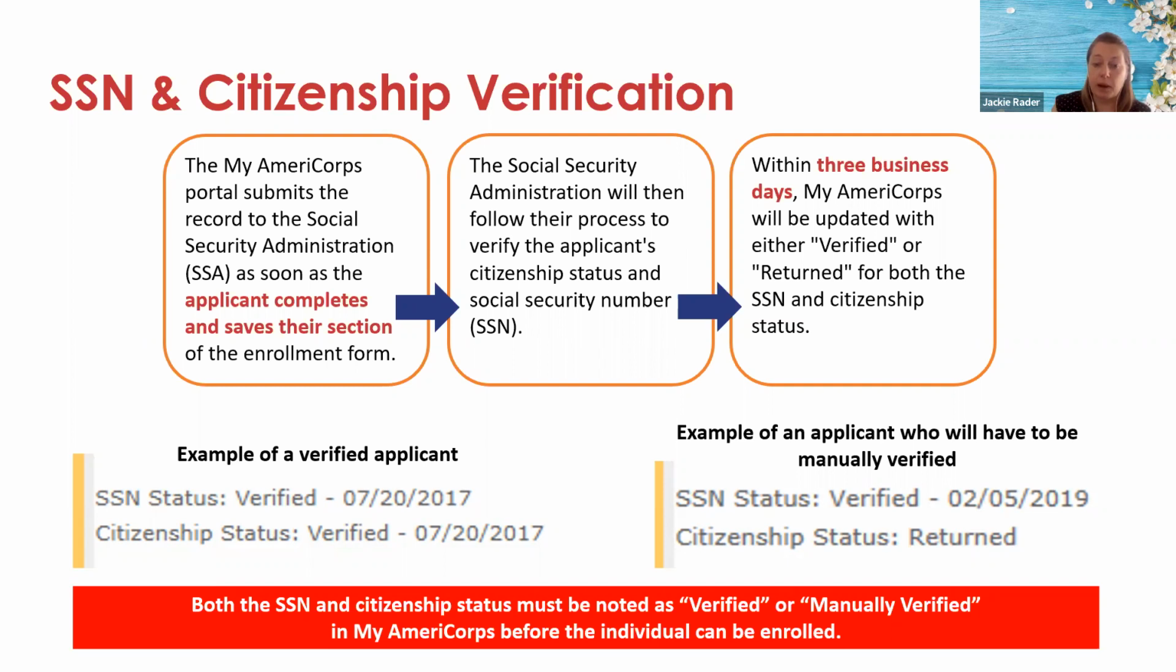If there's a part of that or both parts of that that are unable to be verified, it will show returned. Both the SSN and citizenship status must be noted as verified or manually verified, which we'll talk about in a moment, in the My AmeriCorps portal and in eGrants before the individual can be enrolled. eGrants will not necessarily notify you if this is an issue, so you'll need to double check on these as you're doing enrollment for folks.